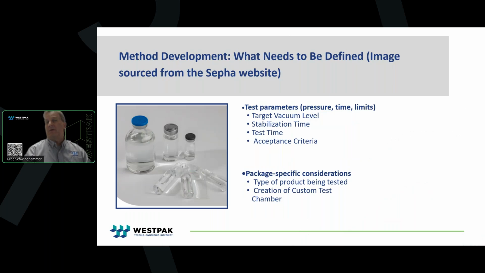So method development. There's two parts to this test. There's the fixture, and then there's the method development that will help determine how the system detects the leaks. So what's needed for the method development is the target vacuum level you want to test to, stabilization time, test time, acceptance criteria, and that's all on the parameter side in the system. So we'll work on getting that done. And then package specific considerations are the type of product being tested and the creation of the custom test chamber. Again, you partner with us, you don't have to worry about any of that. We take care of that for you.